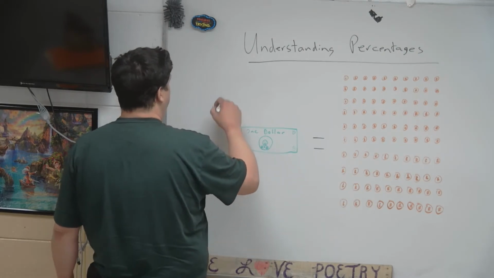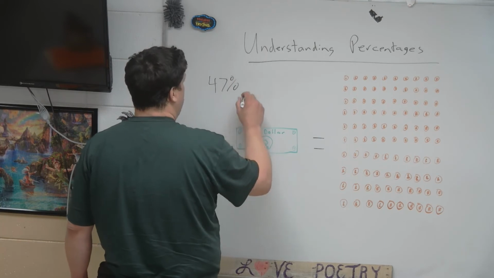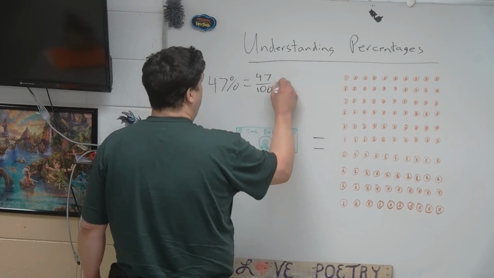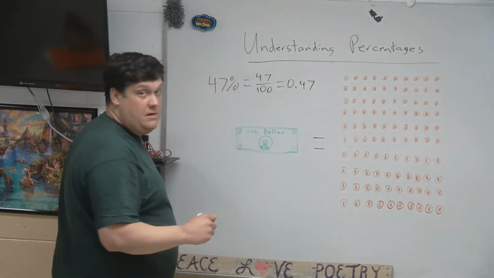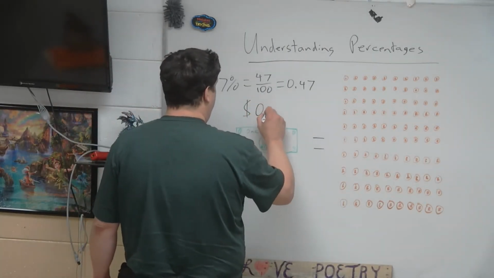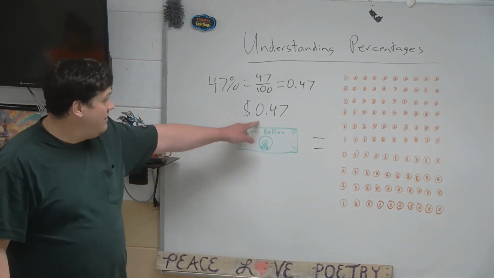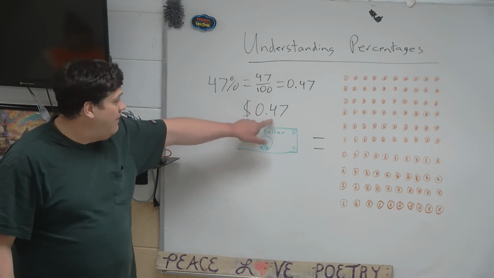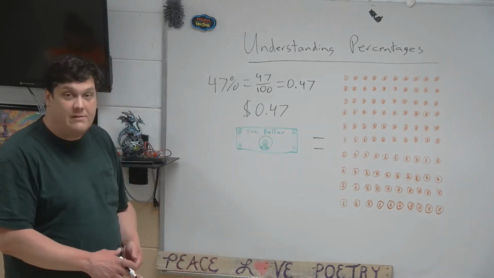Something like, I don't know, 47% of $1 equals 47 hundredths of $1 equals 0.47 dollars. And another way you'll see that written is like that, 47 cents. Well, if you ever wondered about this, it's written this way because we're talking about 47 hundredths of $1. $0.47 is 47 cents.